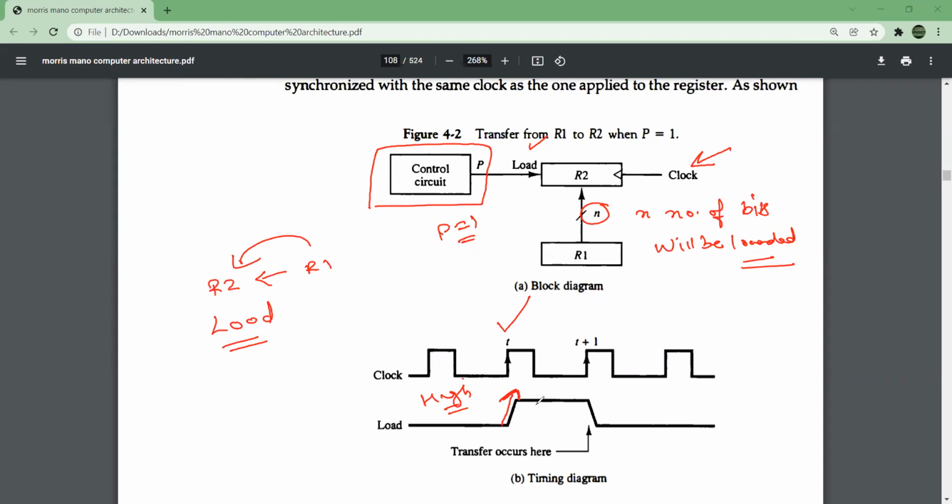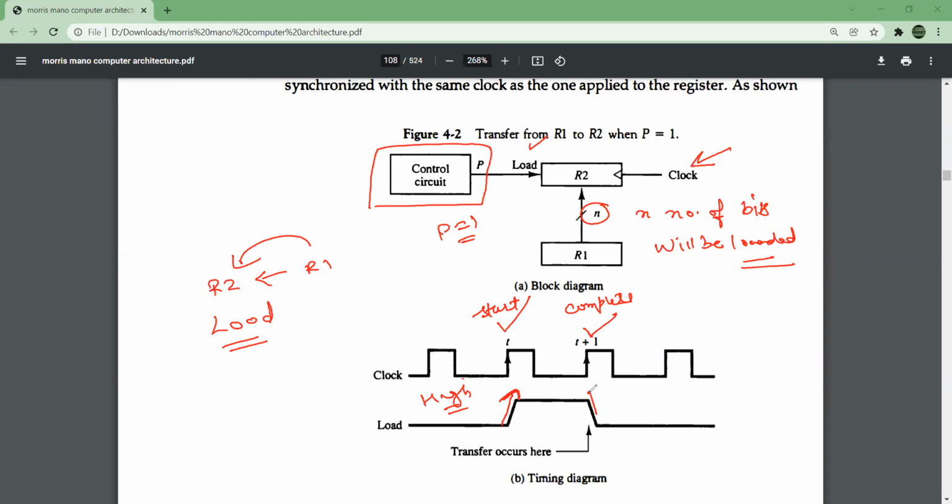That means the load operation has started. At time t plus 1, the load operation is complete. मैं आपको दोबारा रिपीट करना चाहता हूं, t पर लोड ऑपरेशन स्टार्ट हो रहा है, t प्लस 1 पे लोड ऑपरेशन कंप्लीट हो रहा है.